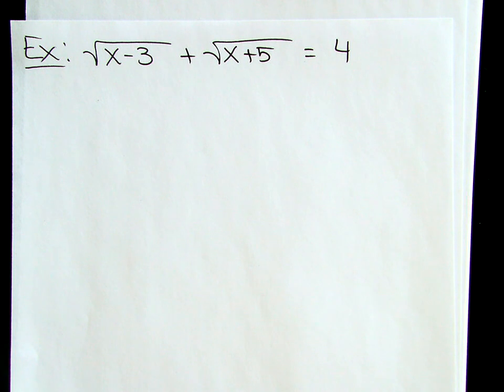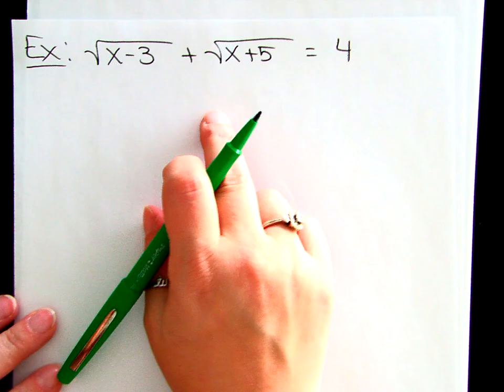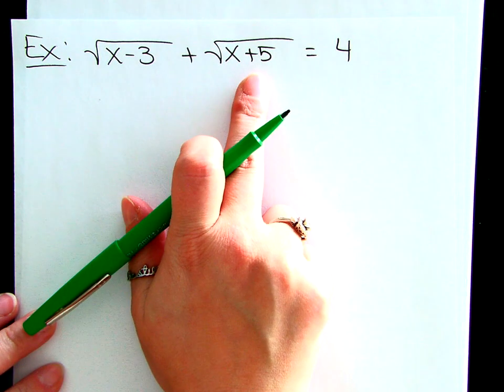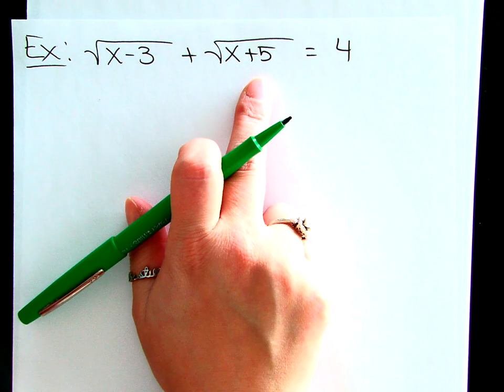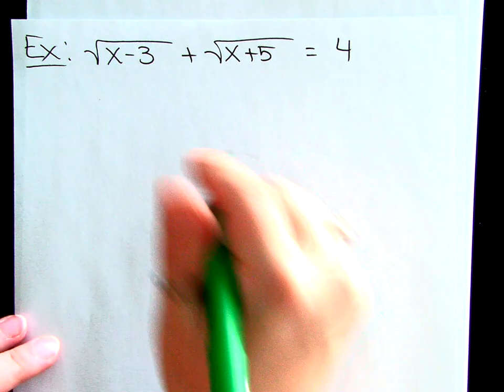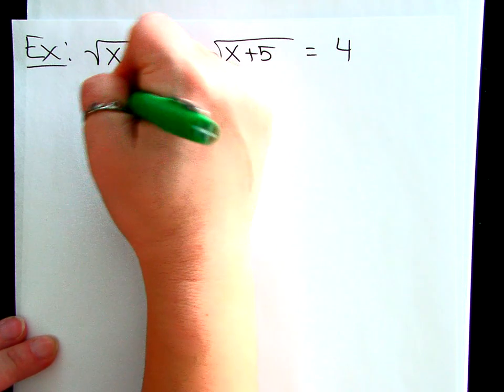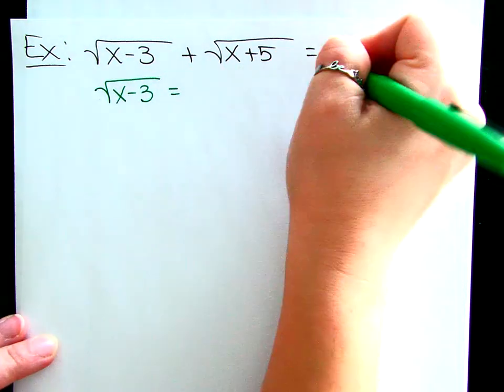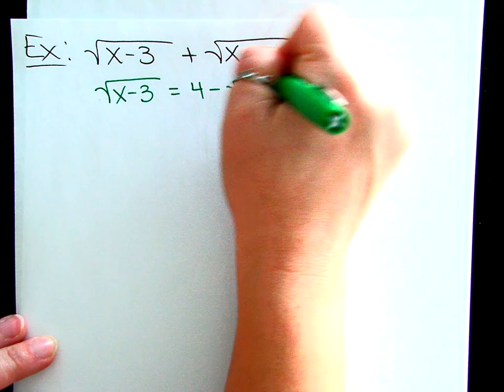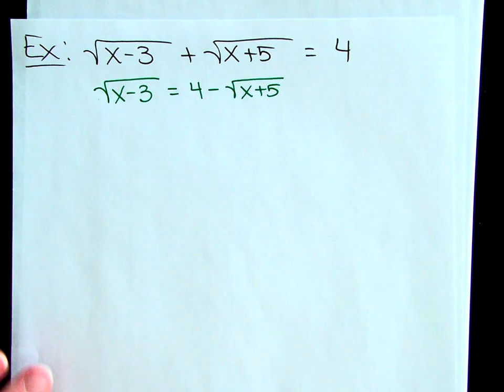And so what we need to do is get our radicals on opposite sides of the equation. If you have more than one, get them on opposite sides. So I'm going to subtract over this radical x plus 5, so that I have x minus 3 completely by itself, and then over on the right-hand side I have 4 minus the square root of x plus 5. Now, one of my radicals is isolated. My other one is not, but it's the best we can do when we have two of them.